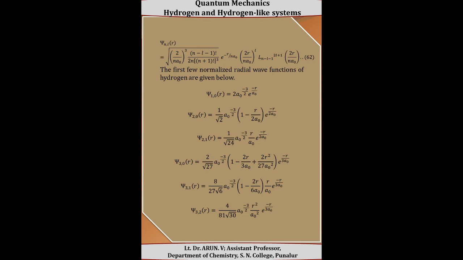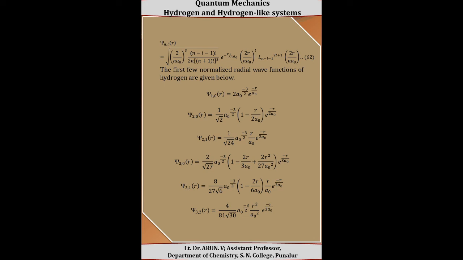And by substituting the values of the variables and functions, we get the first few radial wave functions of the hydrogen atom. They are psi_10(r), that is equal to 2 a0 raised to minus 3 by 2 into e raised to minus r by a0, or psi_20(r), that is equal to 1 by root 2 into a0 raised to minus 3 by 2 into (1 minus r by 2a0) into e raised to minus r by 2a0. Then psi_21(r), that is equal to 1 by root of 24 into a0 raised to minus 3 by 2 into r by a0 e raised to minus r by 2a0.